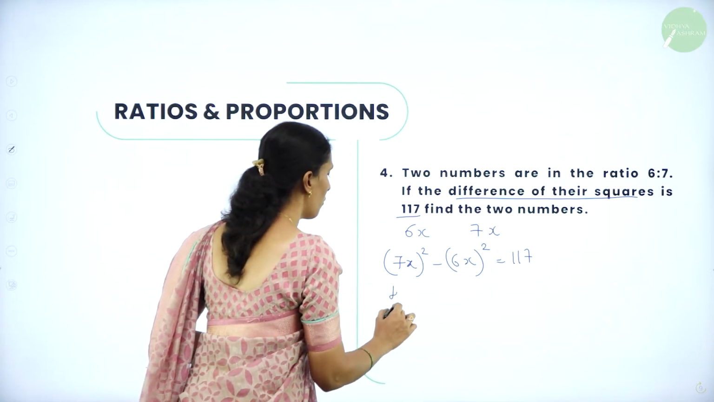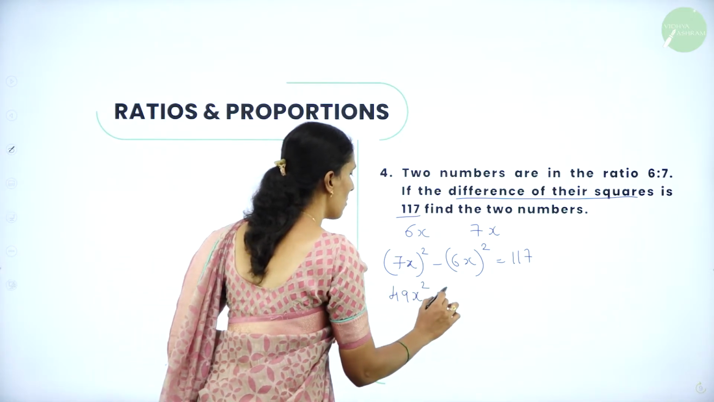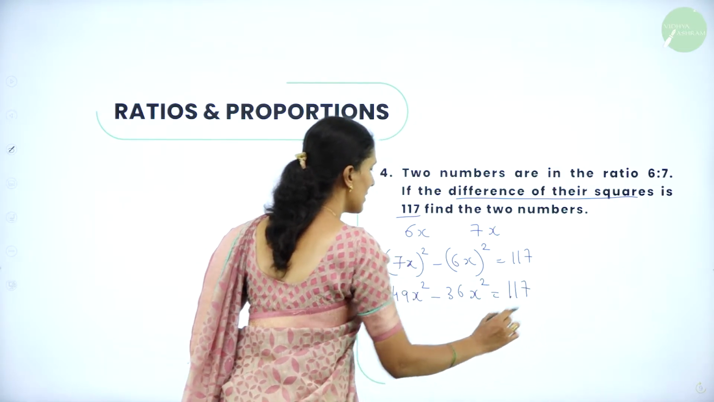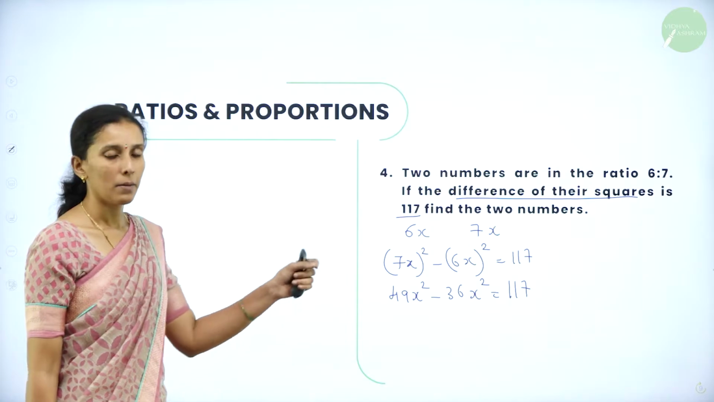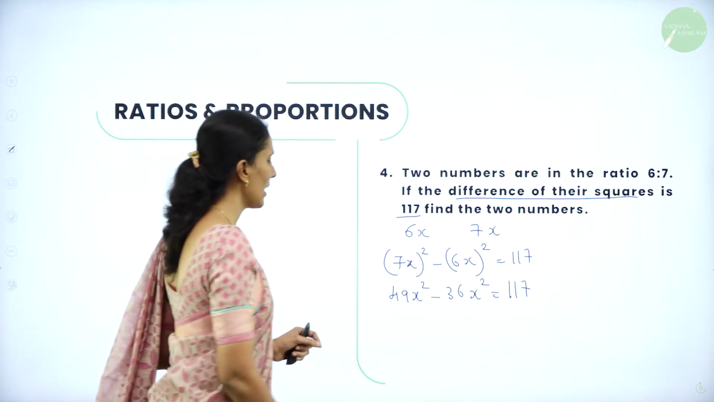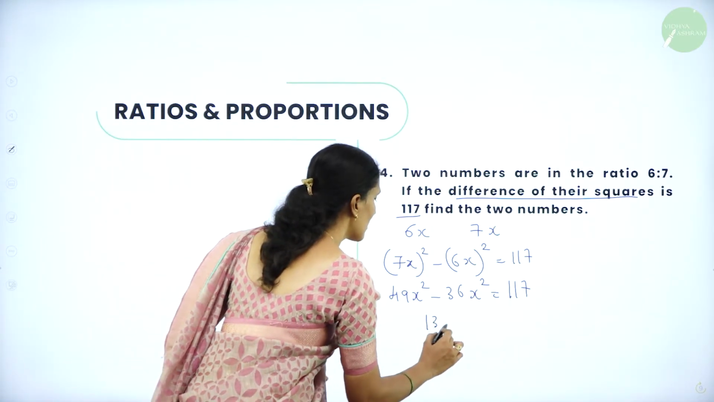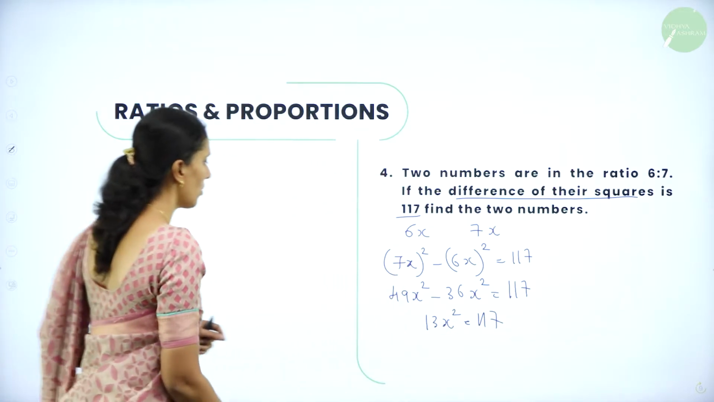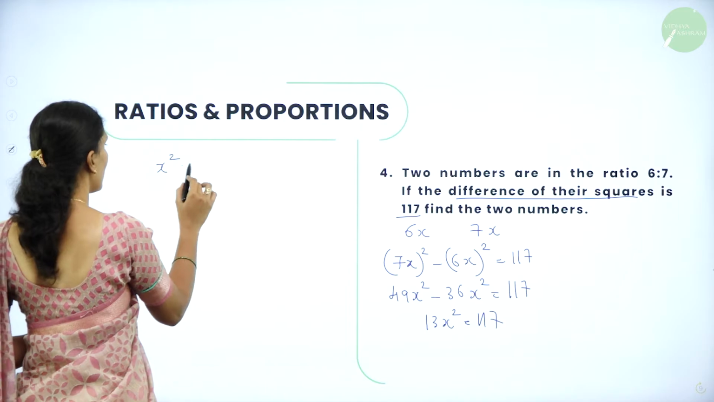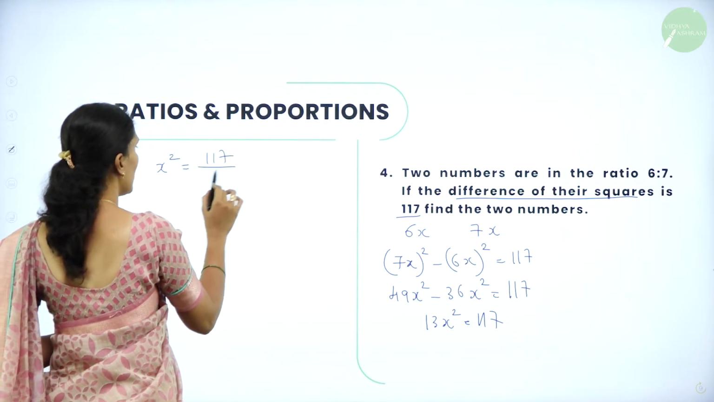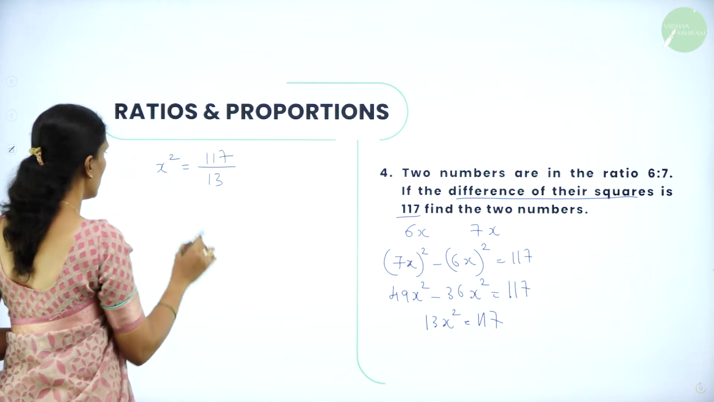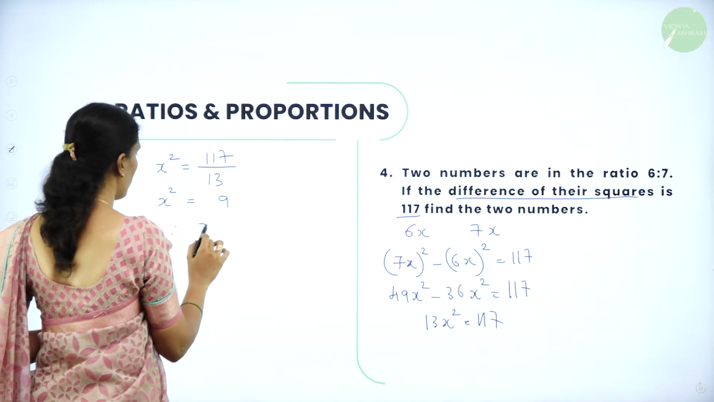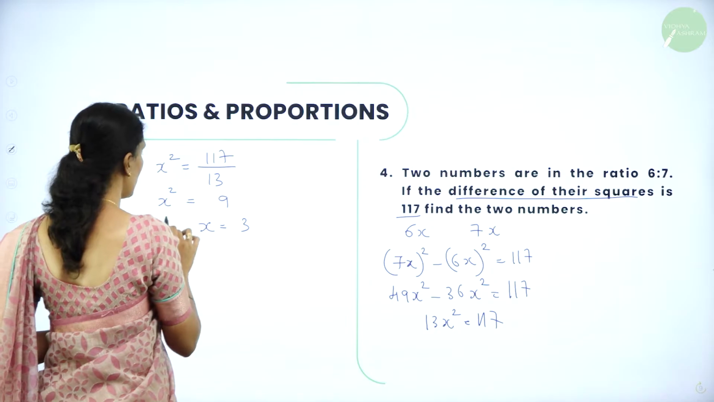So this is 49x square minus 36x square is equal to 117. So 49 minus 36 is 13x square, which is equal to 117. So now you have x square is equal to 117 divided by 13. So x square is equal to 9. Therefore, x is equal to 3 you will get.